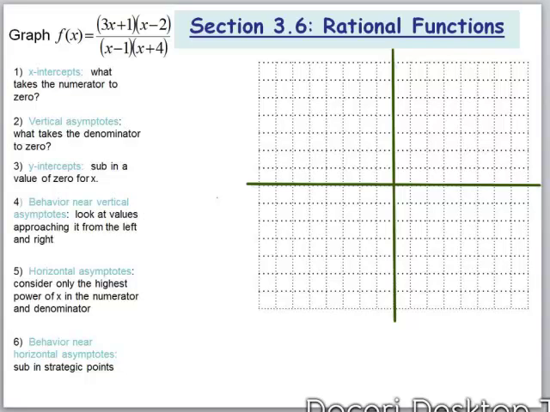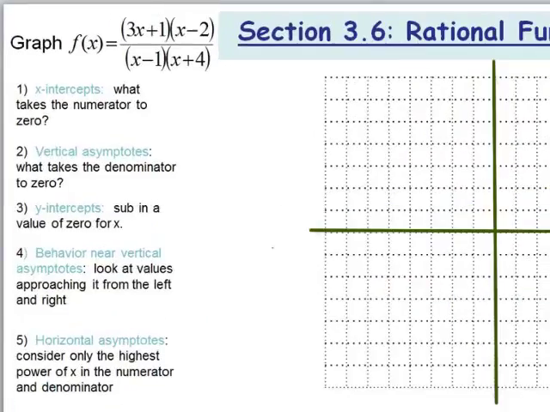I'm going to demo using these 6 steps to graph this rational function, and we're not going to use a table of values until dead last. We're going to take each of these 6 steps independently. I'll start at the top with the x-intercepts, and we ask ourselves what takes the numerator to 0.